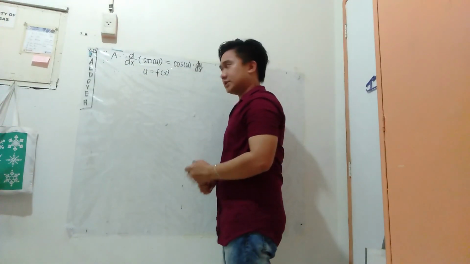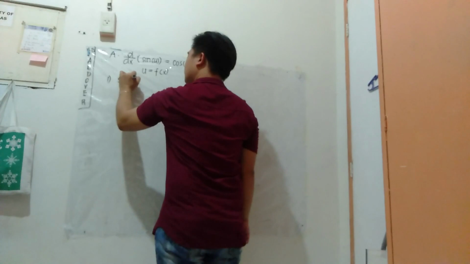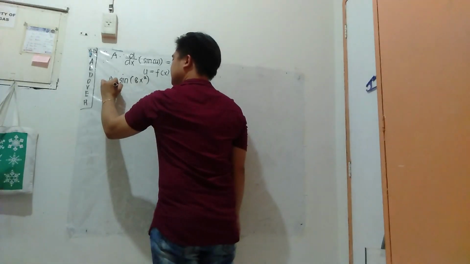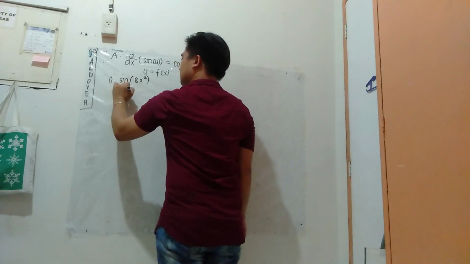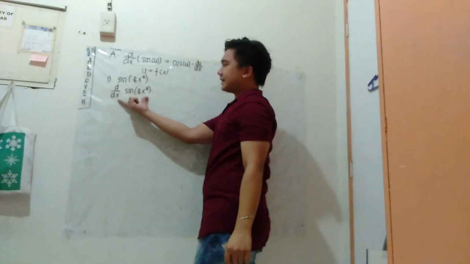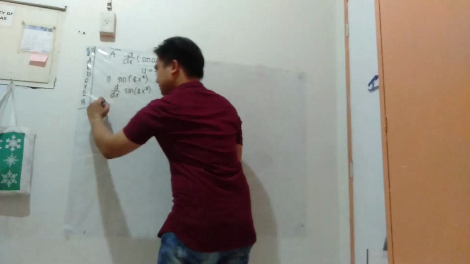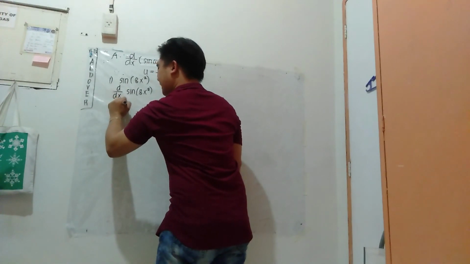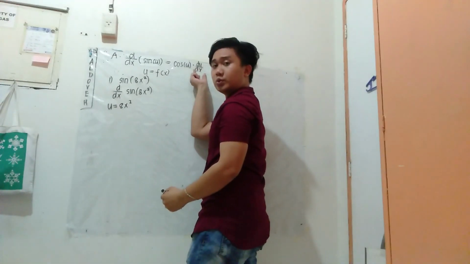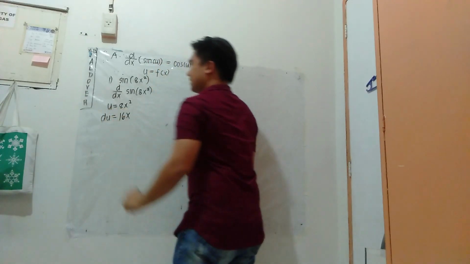So, let us have examples. Example number 1, what if meron kang sine of 8x squared? I-derivative natin to. Pagmukhain muna natin tong katulad nito. Diba? Ang u doon ay yung angle natin. So, u is equal to 8x squared. Next, kuhain natin ang derivative ng u with respect to x. du dx is equal to 16x.